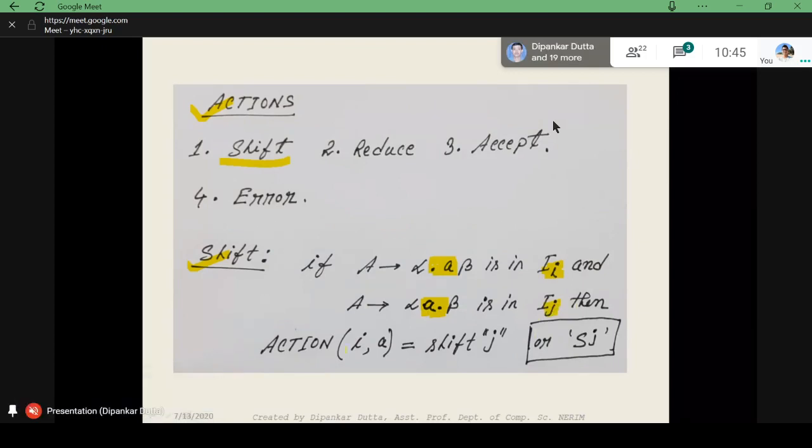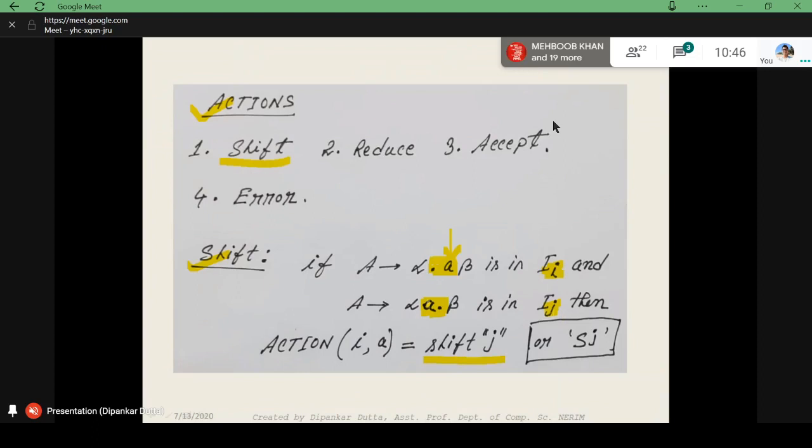Now in the action we write action[Ii, a], where i means the item set where the production originally lies, and small a is the current input symbol. And what will be the output? Shift j, where j is the output statement.